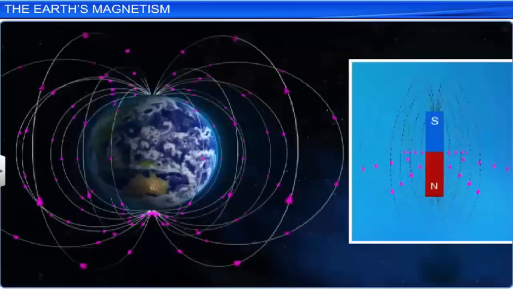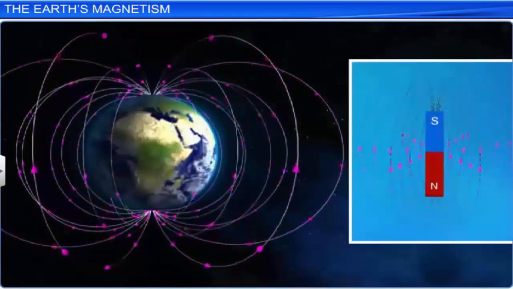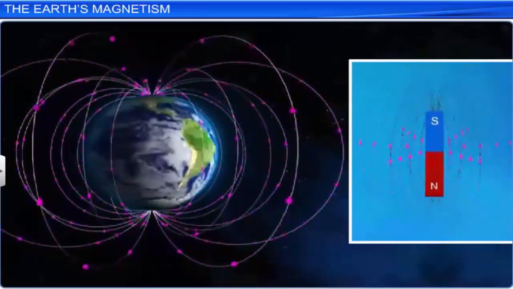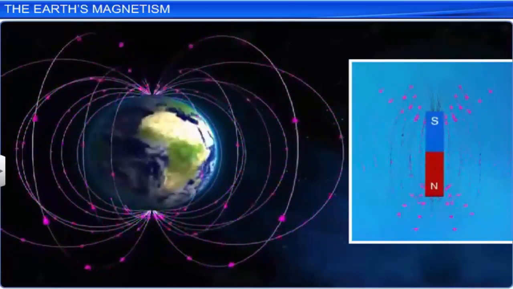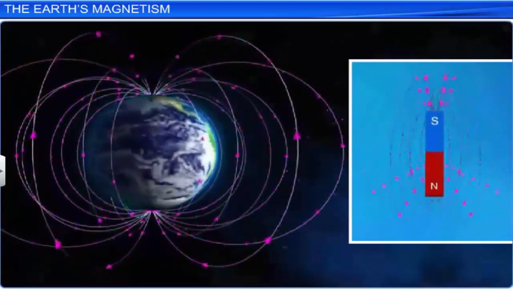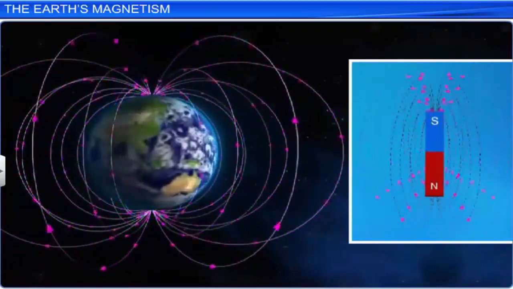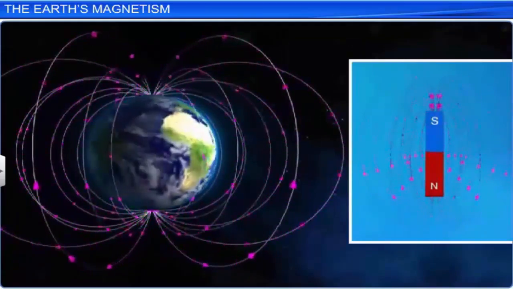We know that like poles repel and unlike poles attract. Thus, in reality, the north magnetic pole of the Earth behaves like a south pole and the south magnetic pole of the Earth behaves like a north pole.